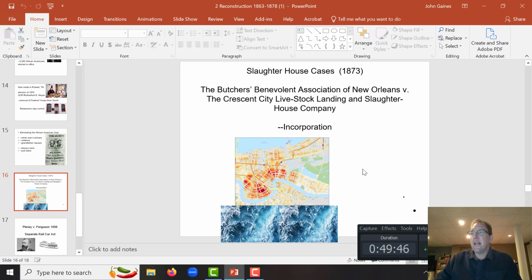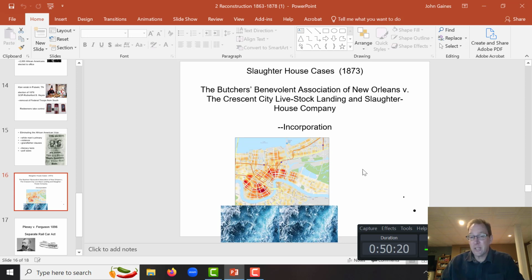Now, here's the thing. This is where this case gets kind of weird and interesting. The Butchers Benevolent Association is going to file a lawsuit, and they're going to claim that, one, this is a monopoly because everybody has to contract with the Crescent City Livestock Corporation. It's not because you're renting a stall there. It's just we're locating this for public health reasons. It's not a monopoly, but that's what they're saying.